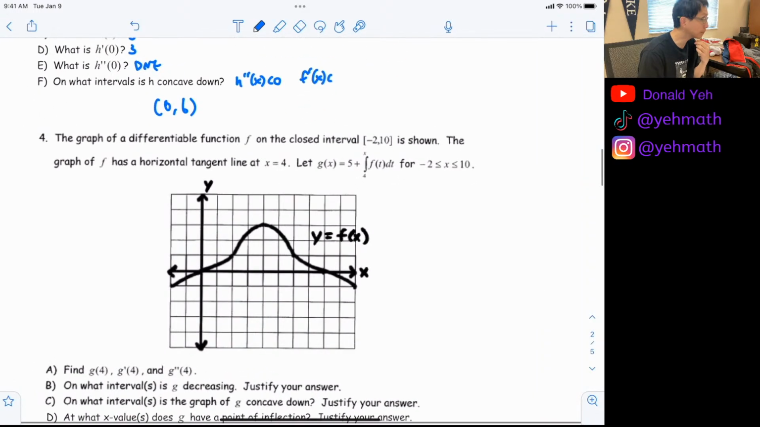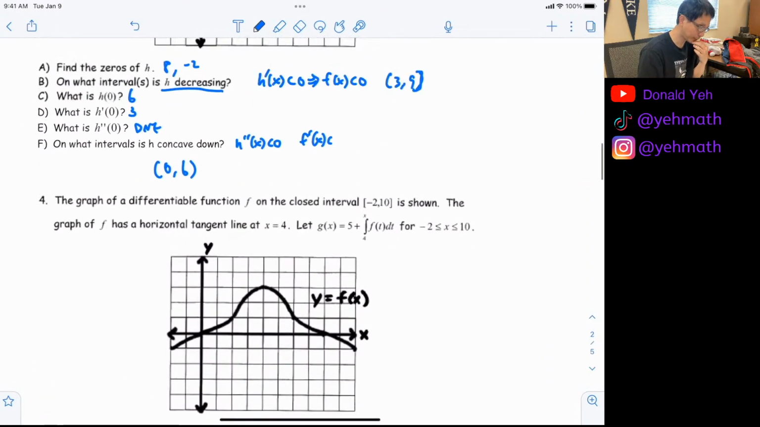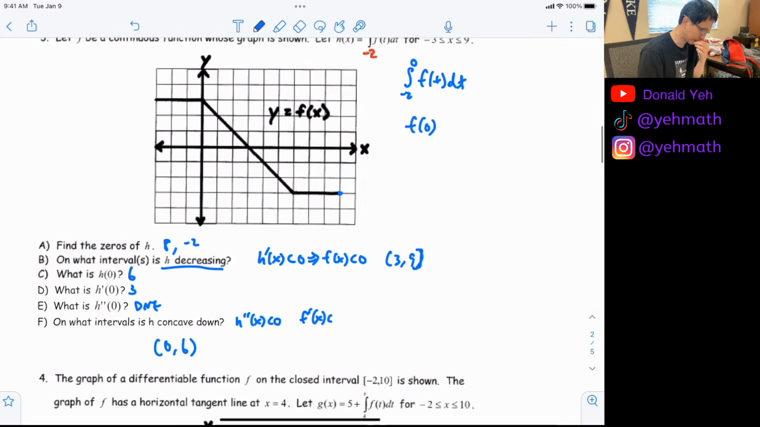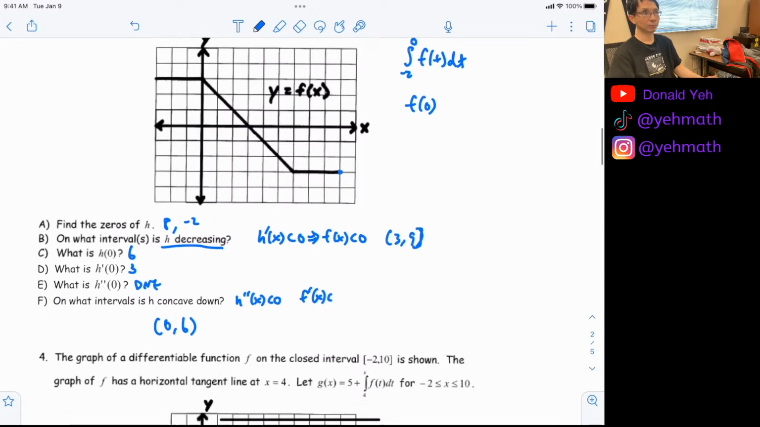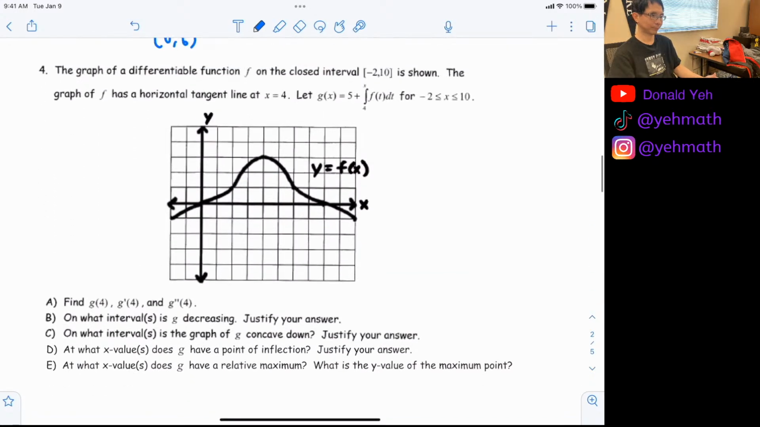Does that make sense? For E, wouldn't the slope be 0? No, it's not, because it's changing from 0 on the left side to positive on the right side. So it's a drastic change of slope. So it does not exist. It's not smooth, that's all. Oh, okay.